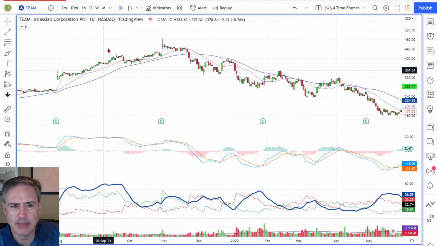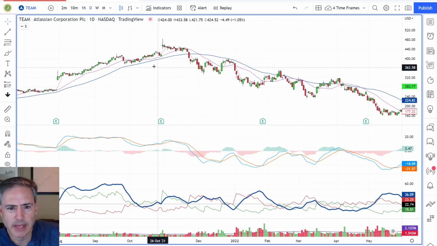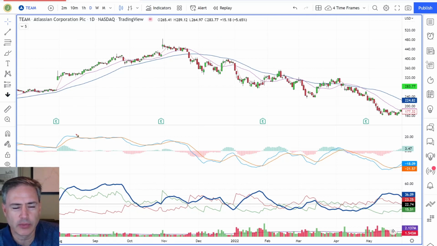I'm looking at TEAM right now, TEAM on a daily chart. I've got a daily here, and what I want to do here is just start on the left, and I'm going to work through a couple of signals that took place. But let's just first understand what this is telling us.